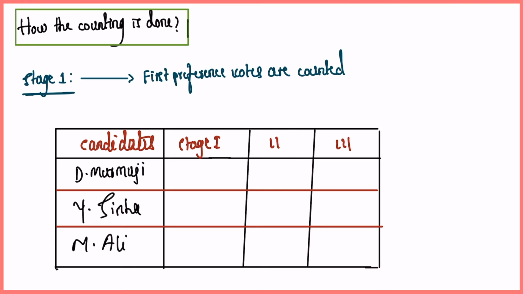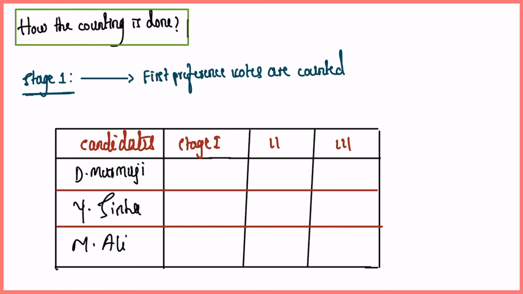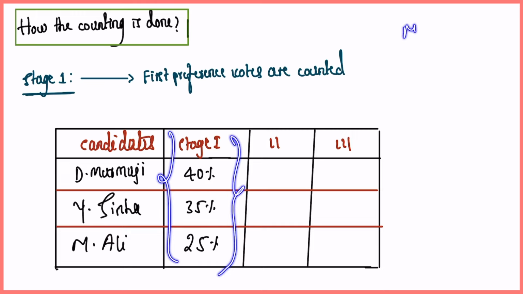So this is what the first stage of counting is, that is, calculating the first preference votes of each candidate. Let us say that in the first preference vote counting, that is stage 1, Draupadi Murmuji received 40% of vote share, Yashwant Sinhaji received 35% of vote share, and Muhammad Ali received 25% of vote share. So this was their standing after the first stage counting, which counts only the first preference votes of all the MLAs and MPs, right?